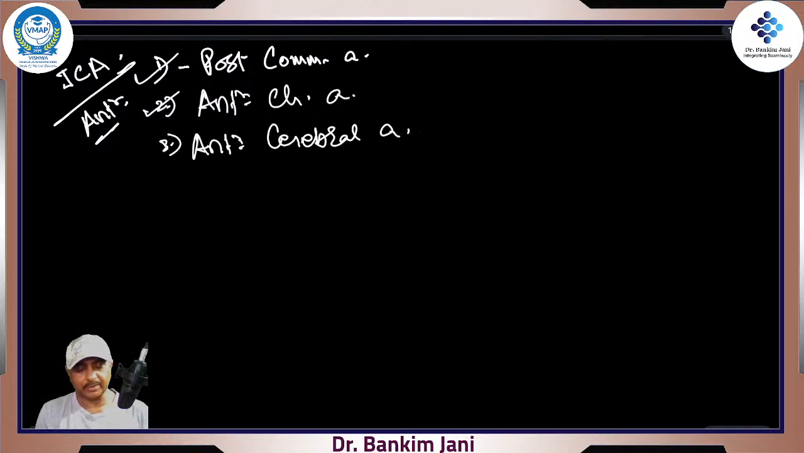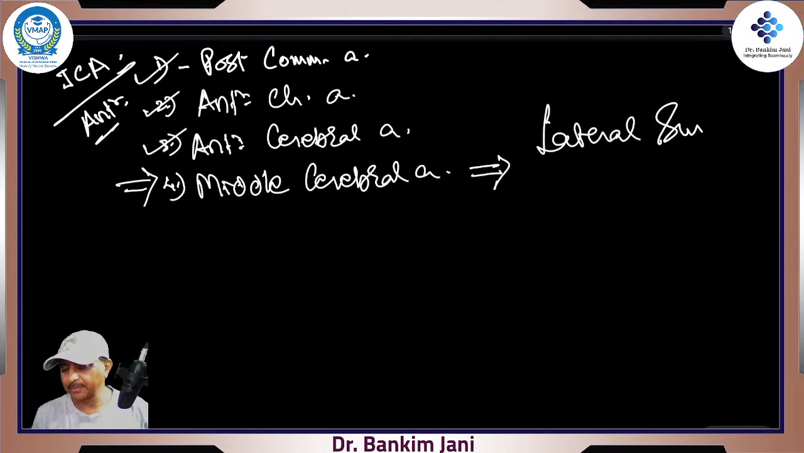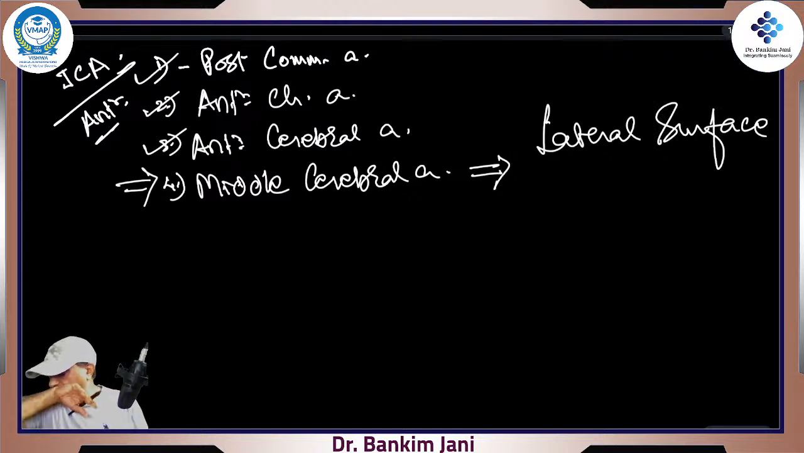We talked about it. And the fourth one is the middle cerebral artery, a big one, the largest, right? This one is the largest. Which side will it go on? It will go laterally. That's why it will supply the lateral surface of the brain.